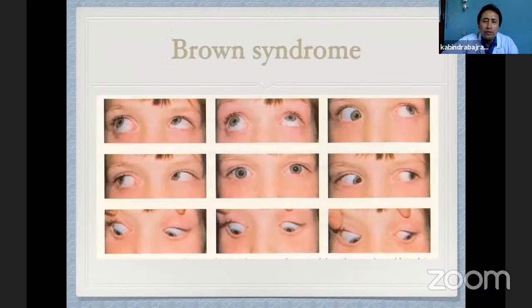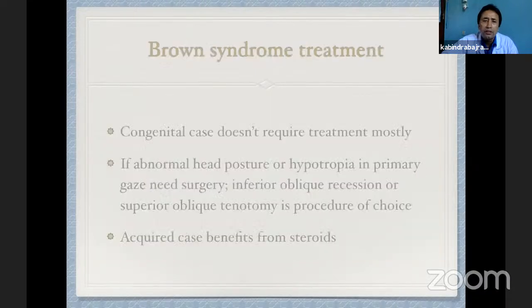So Brown syndrome is in the adduction and elevation, there is deficit. If there is not much problem, we can live with it. But if there is hypotropia, then surgery is required. Inferior oblique recession or superior oblique tenotomy is the procedure of choice. In acquired cases, steroid can benefit this patient.